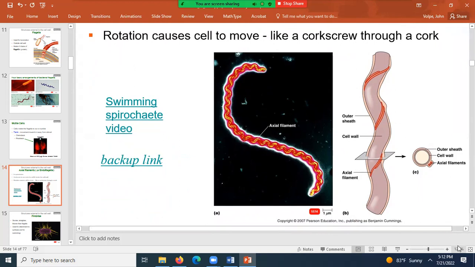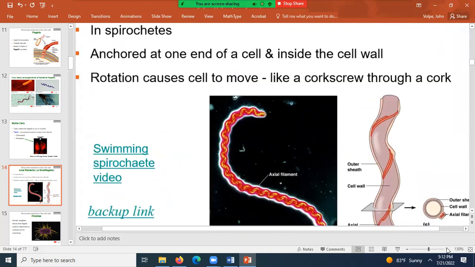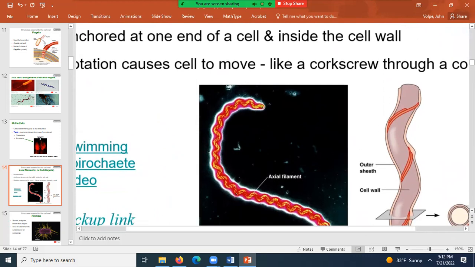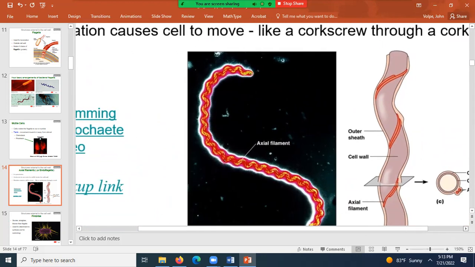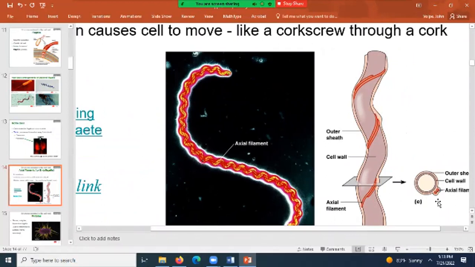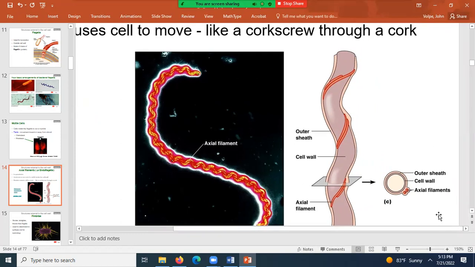And when we look at this, let me blow this up a little bit. When we look at this, you can see the light pink being the cell wall, and the cell wall surrounds the axial filaments or the endoflagella, which is inside the cell wall. Any question about any of that? And the artist is trying to show you that the light pink is the cell wall, the endoflagella is inside the cell wall.